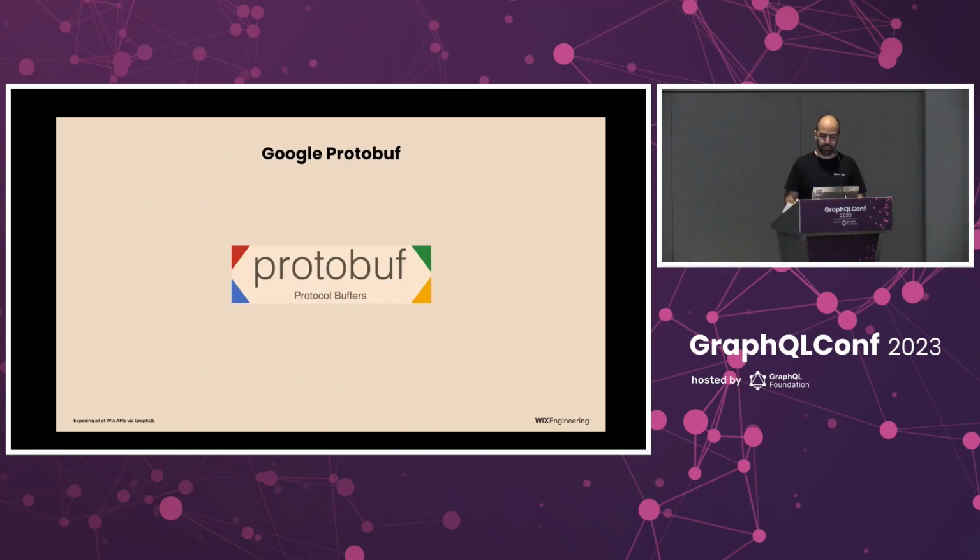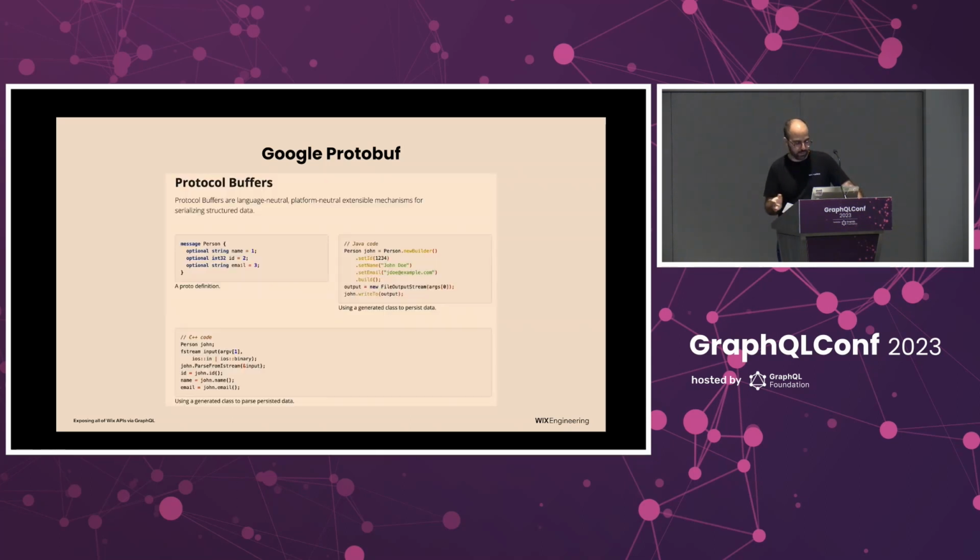And technically, the way we did it is by using Google protobuf. I'm not sure how many of you know it, but if I read the dictionary definition of Google protobuf, protocol buffers are language-neutral, platform-neutral, extensible mechanisms for serializing structured data, meaning that you define your API in a protofile, and then you can generate from this protofile classes and types to use in any language that you'd like, okay?